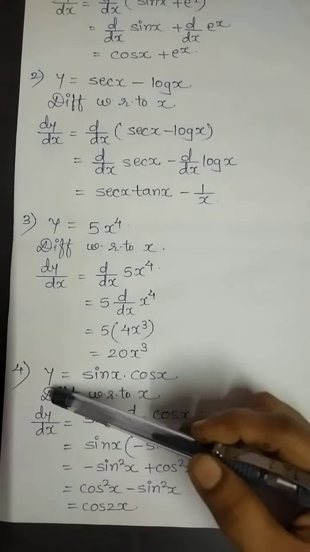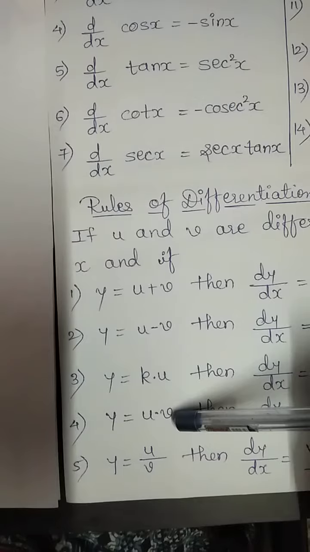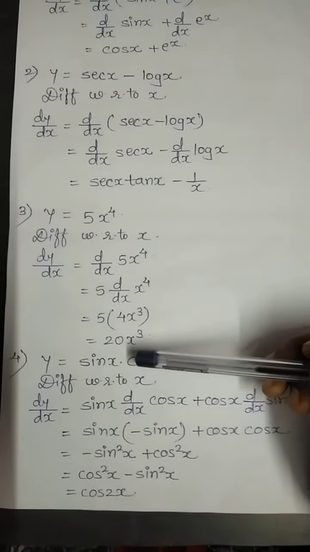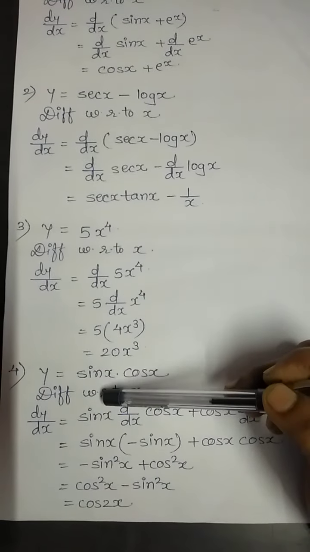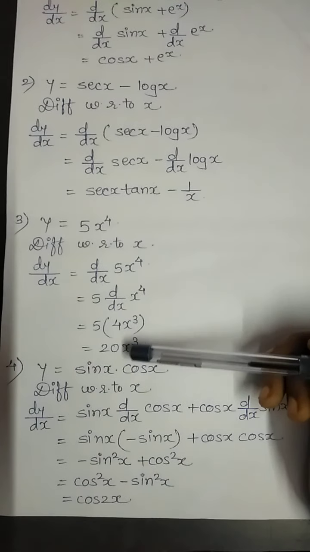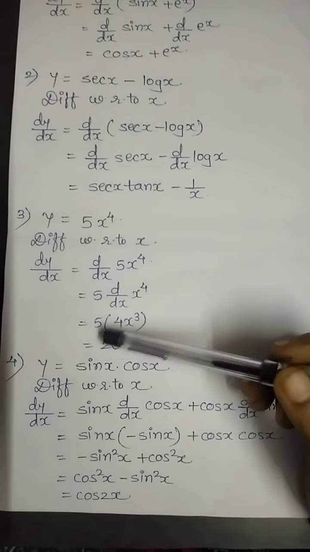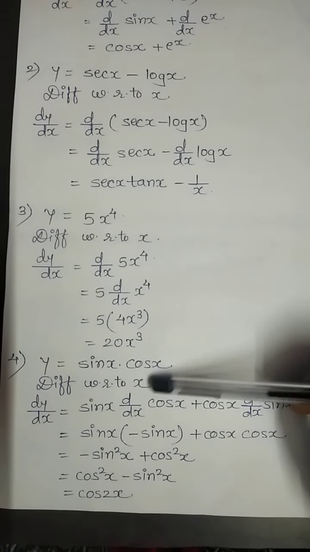Now fourth, y is equal to sin x into cos x. Now this example is related to our rule number 4, that is u into v, that is two terms are given in the multiplication form. Here we cannot find the derivative like derivative of sin x is cos x into derivative of cos x is minus sin x. That will be the wrong method, because here we need to apply u into v rule, where sin x is our u and cos x is our v.